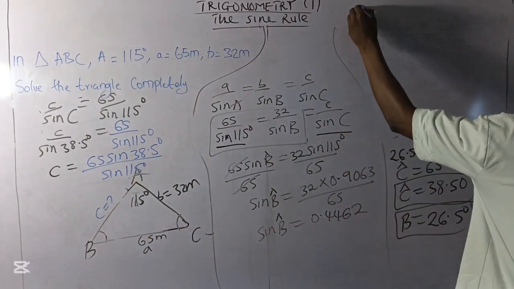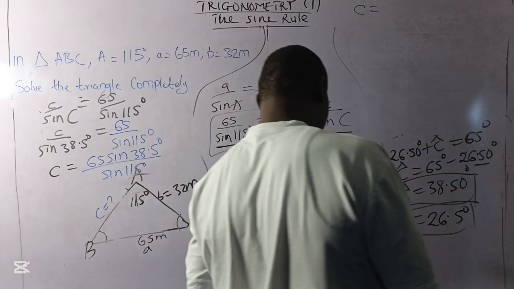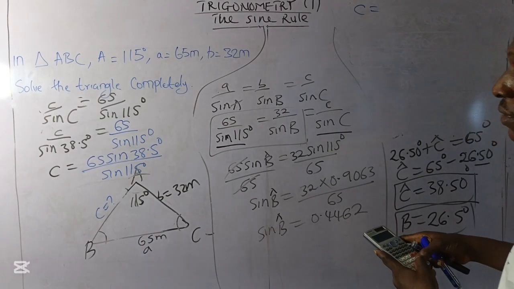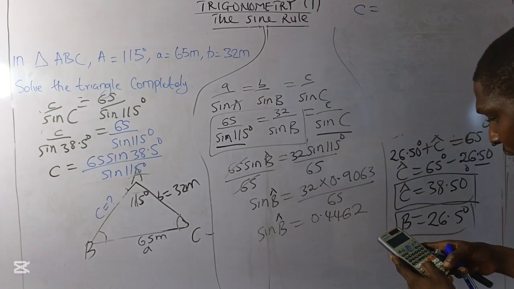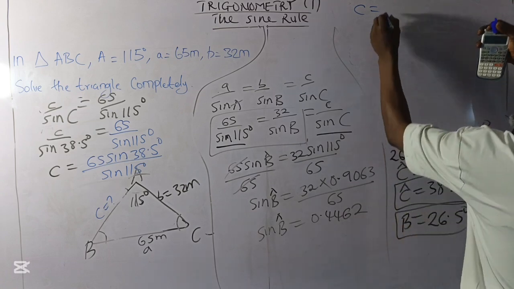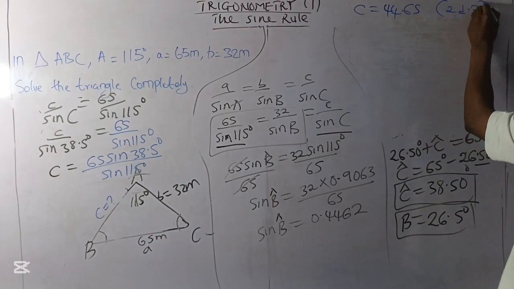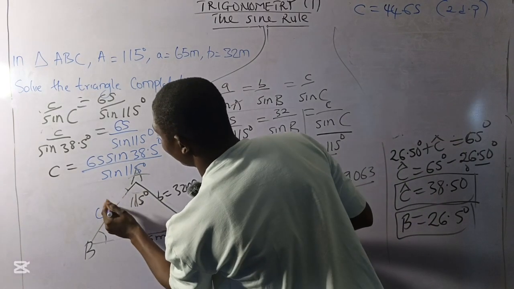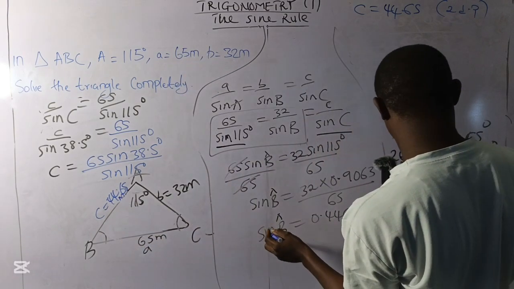And I'll have c, remember this c is small letter, which is distance, to be equal to 65 sine 38.5 divided by sine 115, which gives me c to be equal to 44.65 to 2 decimal places. So I'm done with the solving. So my c now is 44.65 meters.